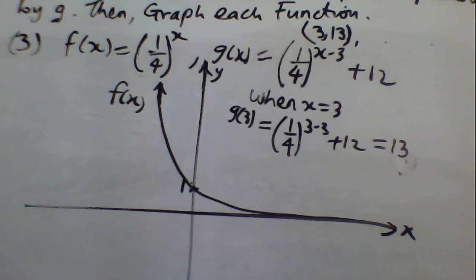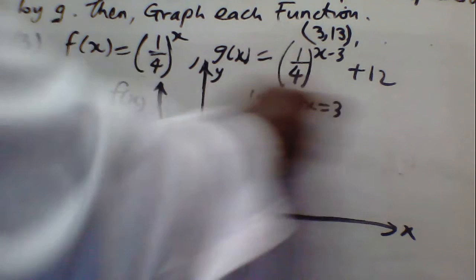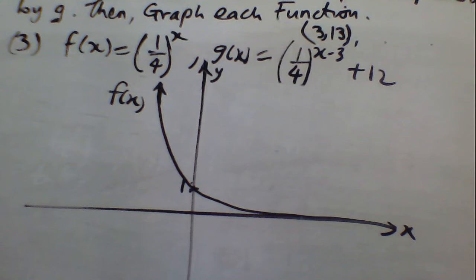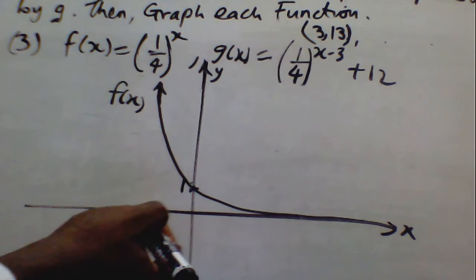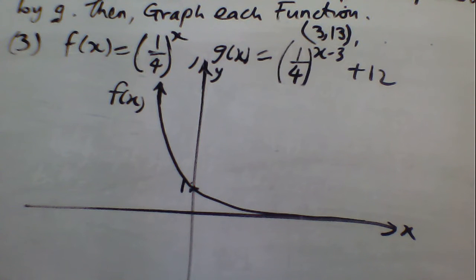So this is the first point to graph the function g of x. But let's see again, if g of x is equal to 13, it stays the same thing.